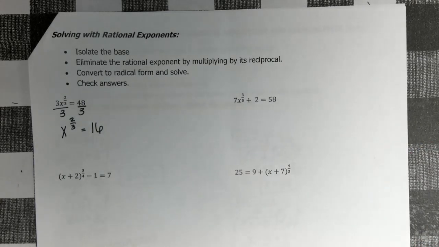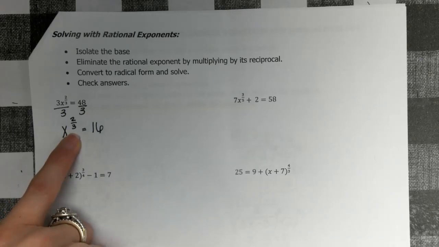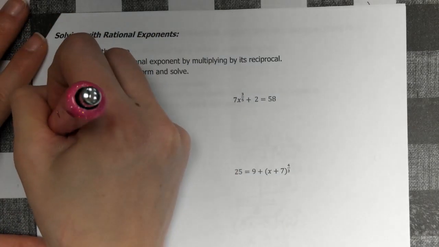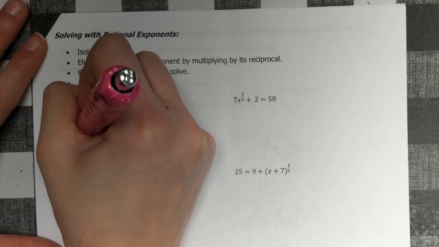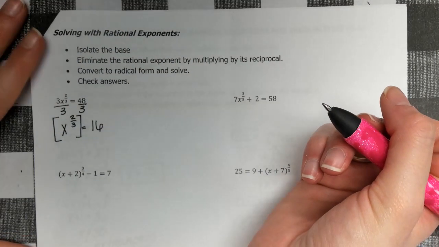Alright, you are not going to rewrite that in radical form. Okay, what you're going to do is you're going to eliminate this exponent by raising it to its reciprocal. Okay, so I take x to the 2/3. What is the reciprocal of 2/3?